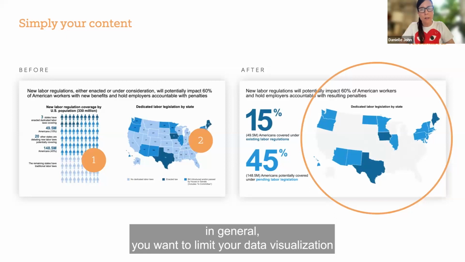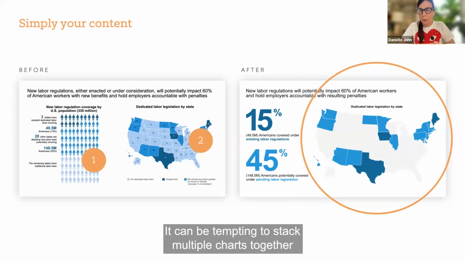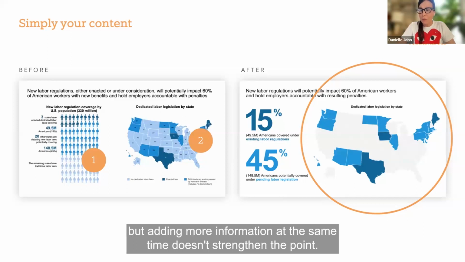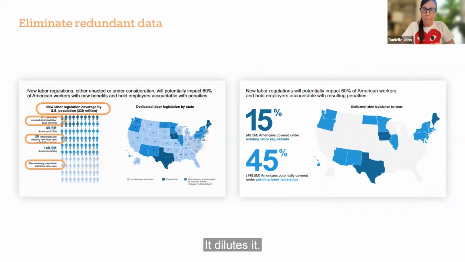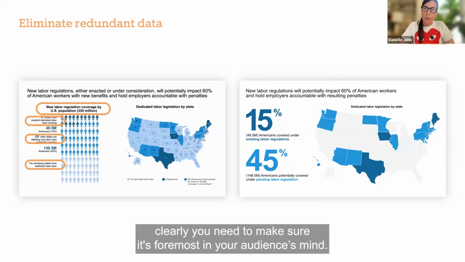In general, you want to limit your data visualization to one infographic per slide. It can be tempting to stack multiple charts together if they feature overlapping content or supporting proof points, but adding more information at the same time doesn't strengthen the point, it dilutes it. If you want your story to come through clearly, you need to make sure it's foremost in your audience's mind.